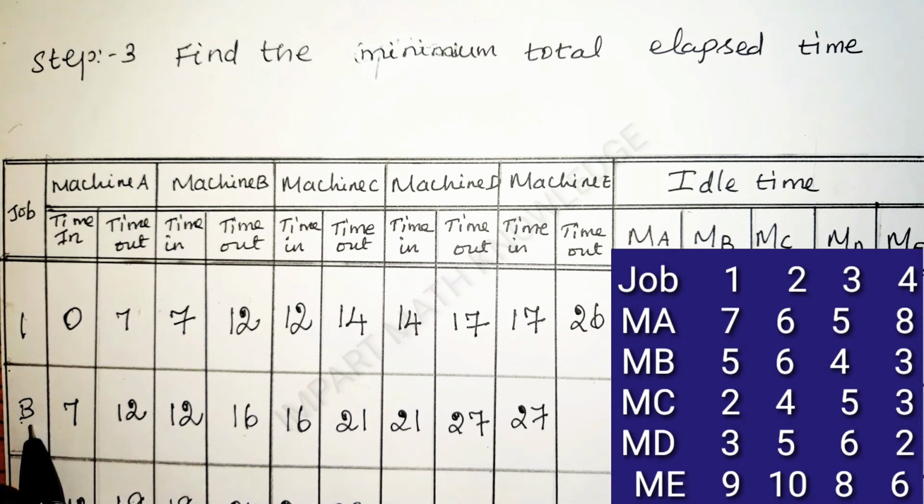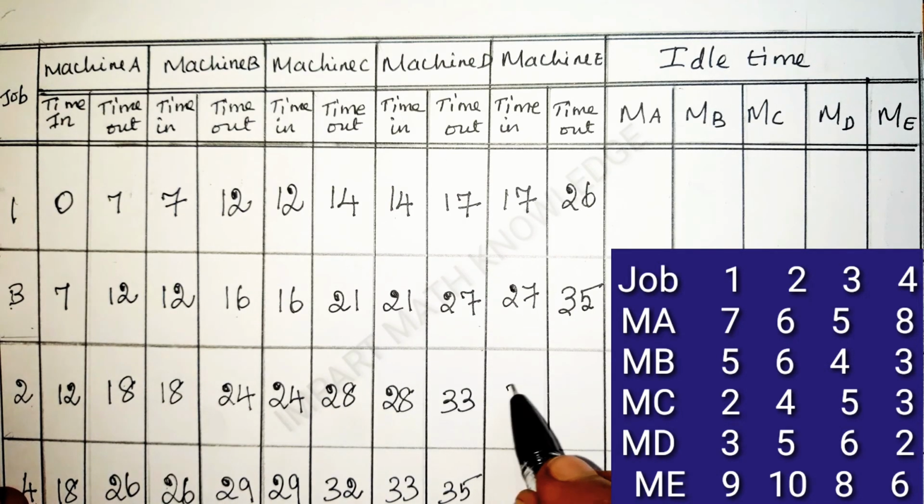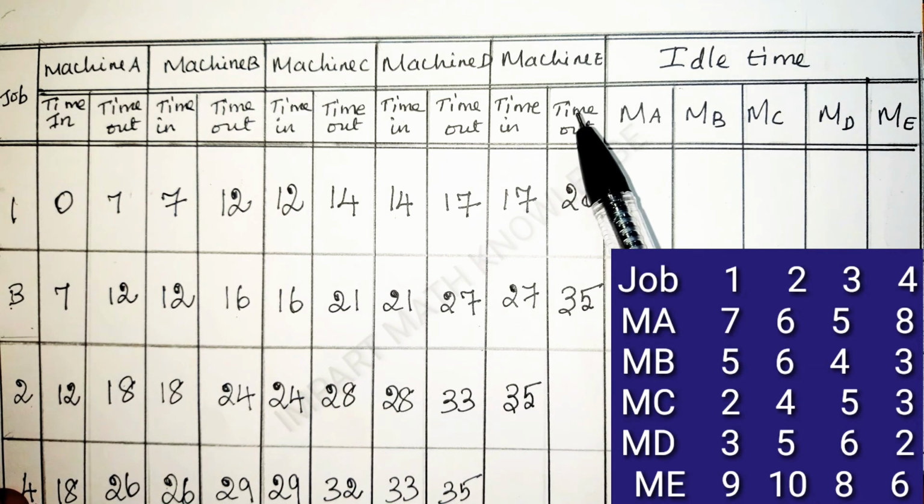The processing time for job 3 on machine E is 8. So 27 plus 8 is equal to 35. For job 2, time in is 35. The processing time for job 2 on machine E is 10. So 35 plus 10 is 45.